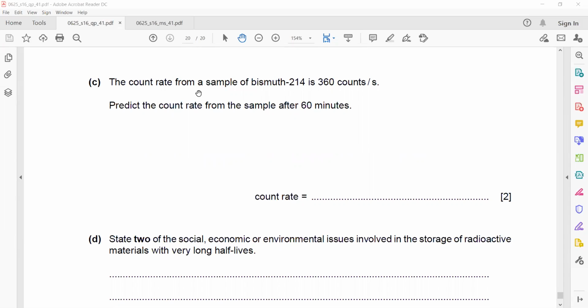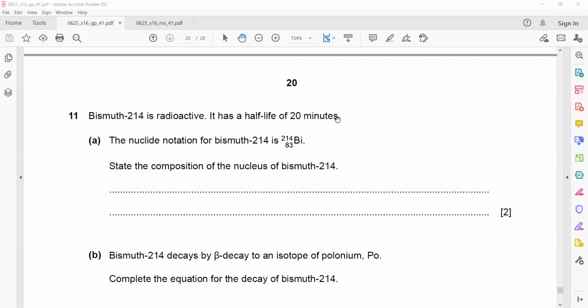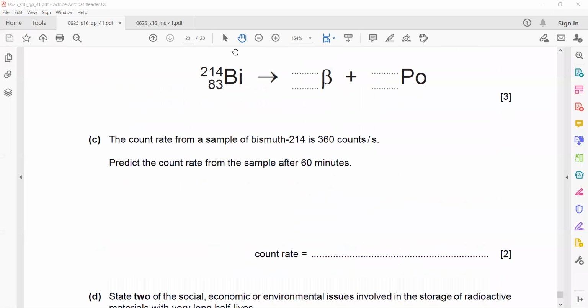The count rate from a sample of bismuth is 360. Predict the count rate from the sample after 60 minutes. They already mentioned the half-life is 20 minutes. So it is giving 360 radiations with a half-life of 20 minutes, because it's a continuation of the question. We want the number of radiations after 60 minutes. So after 20 minutes, how many radiations will be there?